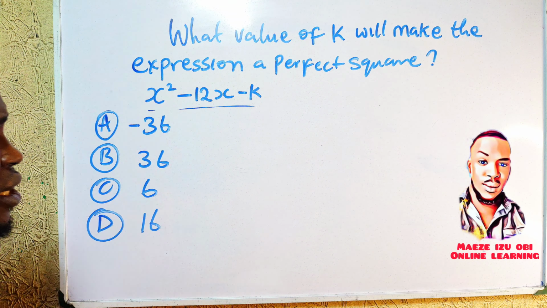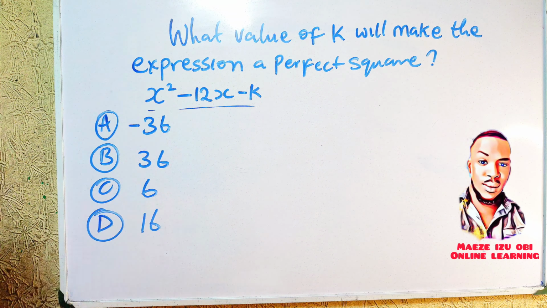How do we need this particular option? Now we need this option again to solve this question. Don't ask me how, but let us focus on the question. First of all, we are going to write x raised to the power 2 minus 12x minus, and we are going to make use of the first option, minus 36.